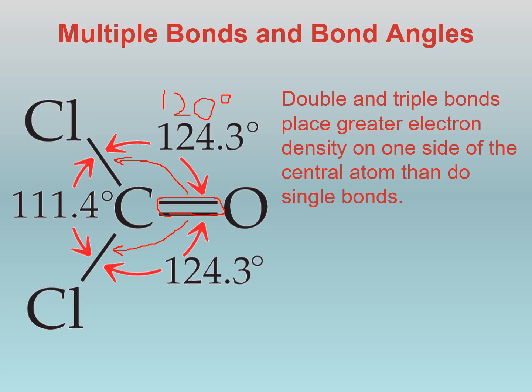Because of that extra push from the double bond, it makes the angle between oxygen and chlorine bigger, 124.3, and the angle between the chlorines, 111.4, smaller than 120. So it's the same effect as the non-bonded pair. It has a greater repulsion. So it also affects the angles.